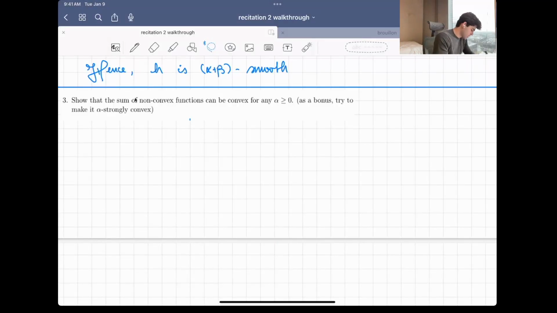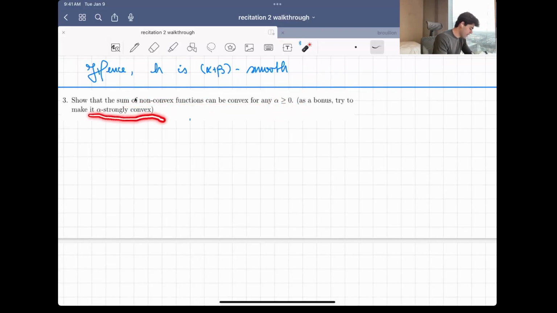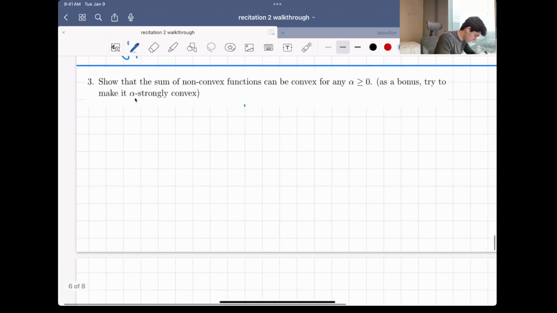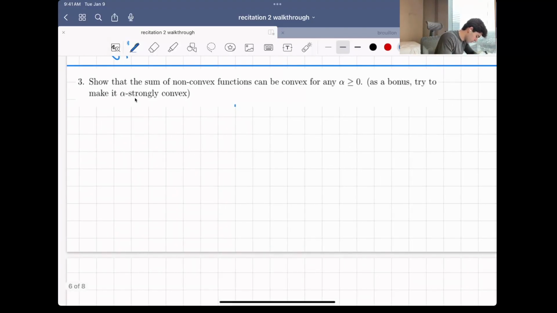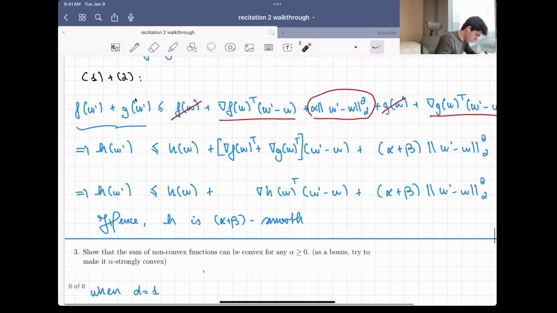So the last question of this problem: show that the sum of non-convex functions can be convex for any alpha bigger than or equal to 0. And as a bonus, we try to make it alpha strongly convex. So to work in simple land, because we're lazy, let's work in 1D. When D equals 1, remember, D is the dimension of the vectors we defined, right?